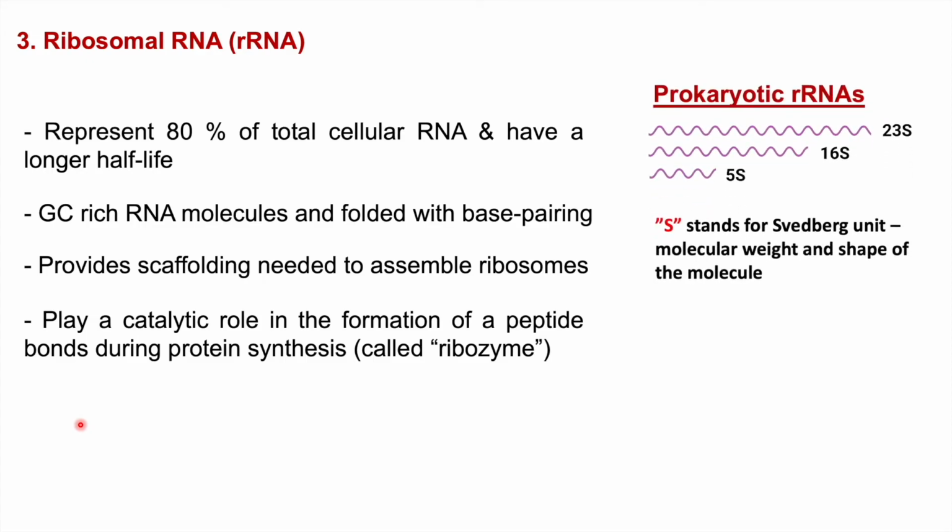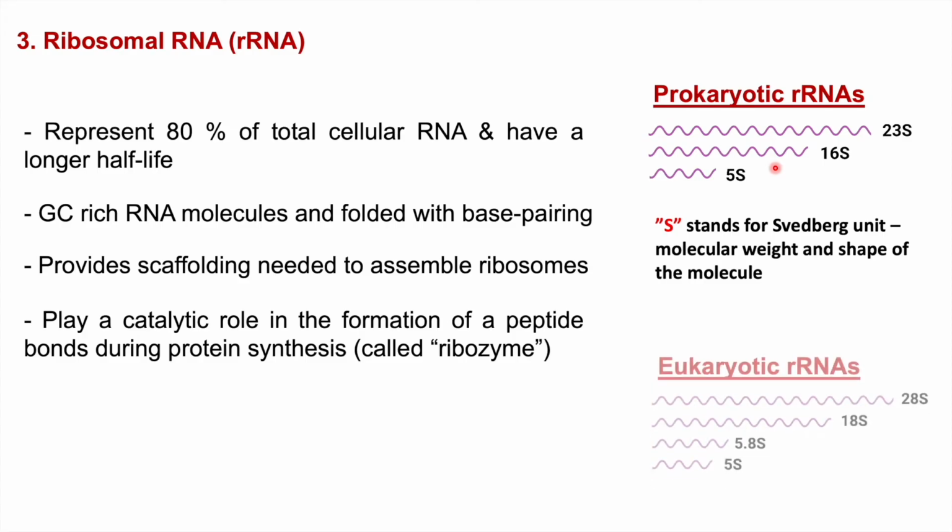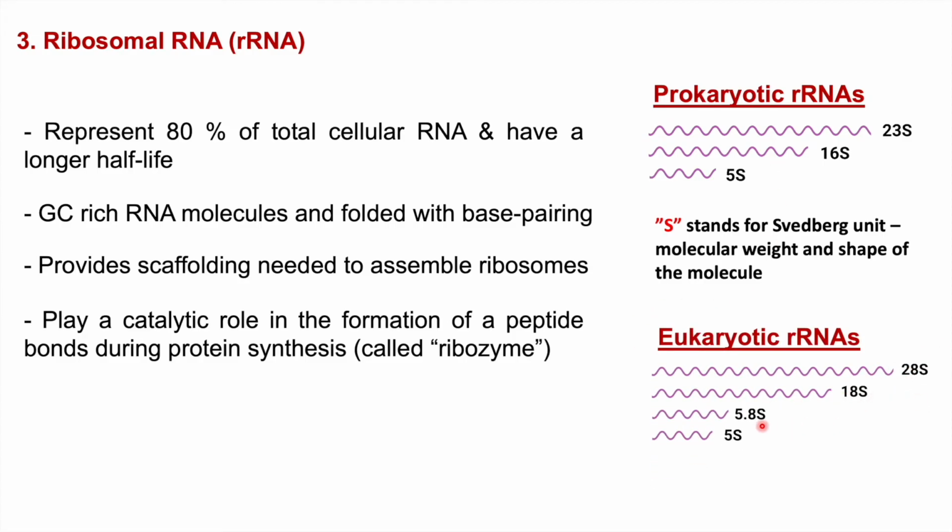Now, in prokaryotes, there are 3 distinct species of ribosomal RNA. They are called 23S, 16S, and 5S. The S stands for Svedberg unit, which indicates the molecular weight and shape of the molecule, so they are named depending on their molecular weight. 23S is the longest molecule, then 16S, and then 5S. And in eukaryotic cells, we have 28S, 18S, 5.8S, and 5S. So these are the different species of ribosomal RNA in prokaryotic cells and eukaryotic cells.